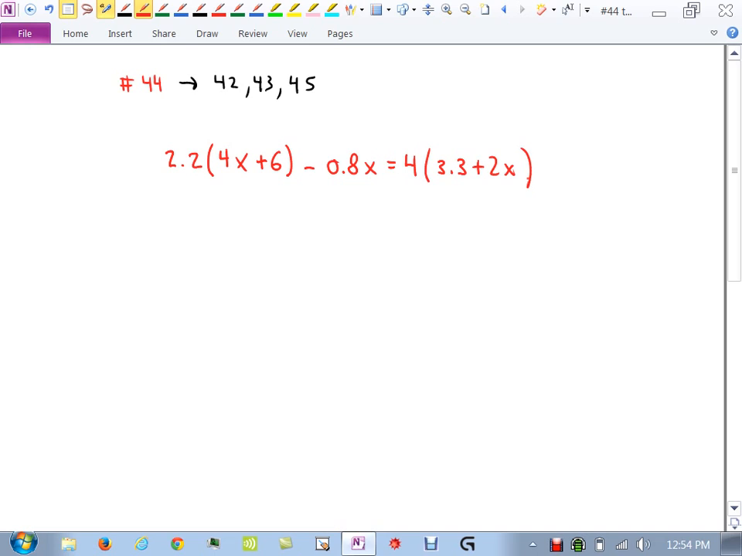We have grouping symbols and we have decimals. So we said last time grouping symbols go first, right? So I need to take 2.2 and distribute 2.2 through this set of parentheses, and the 4 needs to go through the second set of parentheses on the other side. What's 2.2 times 4? 8.8? And then x, right? What's 6 times 2.2? 13.2?